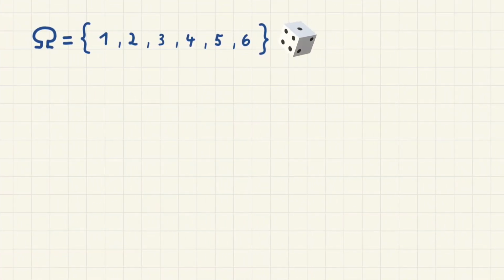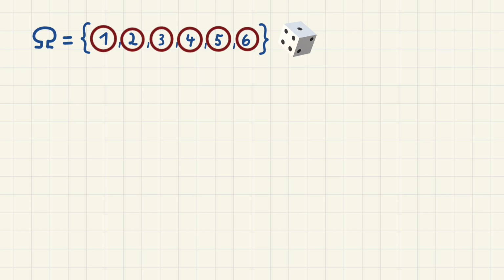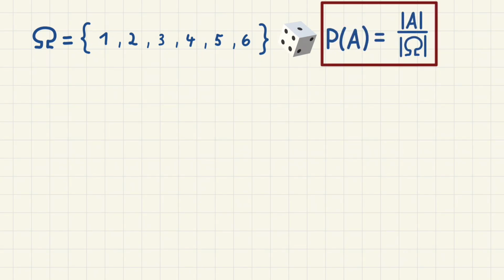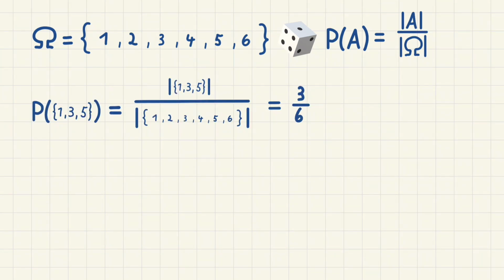Since our dice example is a Laplace experiment, meaning each outcome is assumed to be equally likely, we can define the probability as P of A equals the absolute value of A divided by the absolute value of omega. That is, the number of outcomes in A divided by the total number of possible outcomes. For example, the probability of rolling an odd number is calculated as follows. Since there are 3 odd numbers out of 6 possible outcomes, the probability is 0.5, meaning there is a 50% chance.